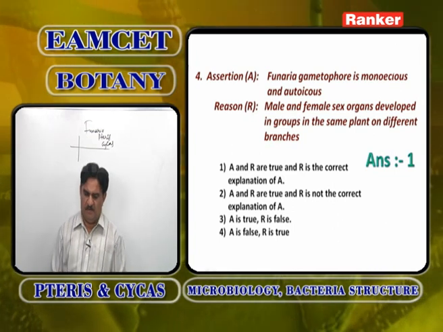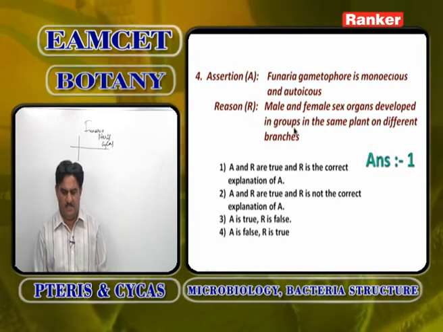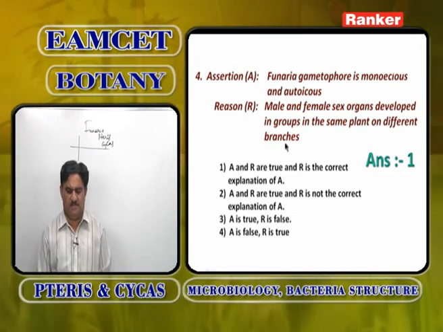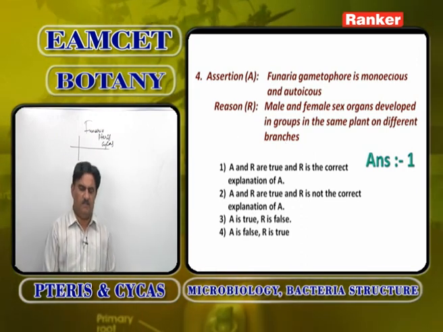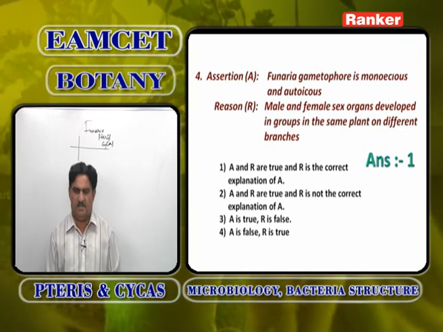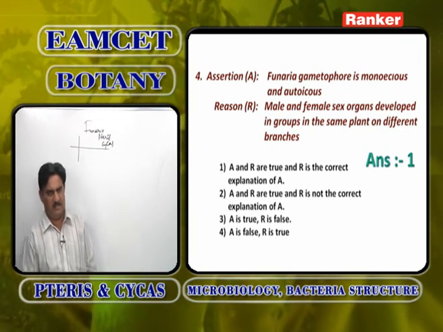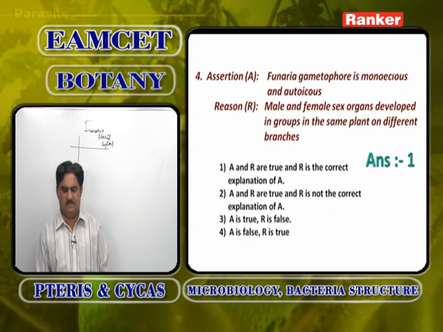Reason: male and female sex organs develop in groups in the same plant on different branches. Because in the same plant, it is monoecious. Because on different branches of the same plant, it is autoecious. So assertion and reason both are correct. Reason is the correct explanation of A. So the answer is 1.